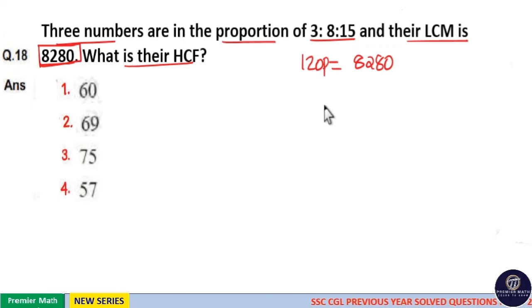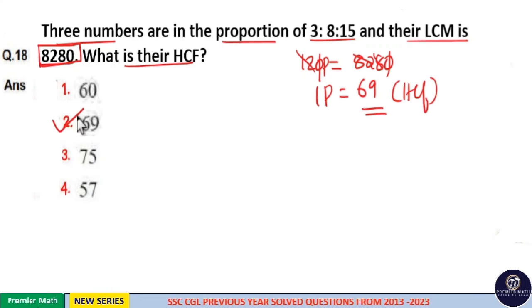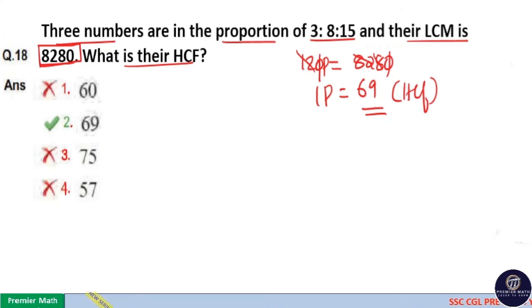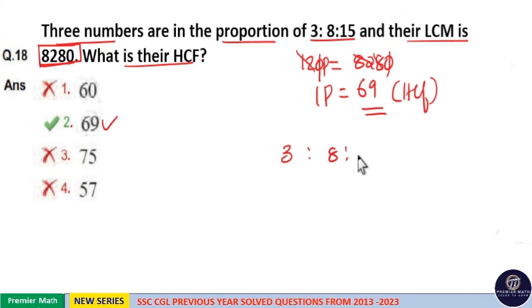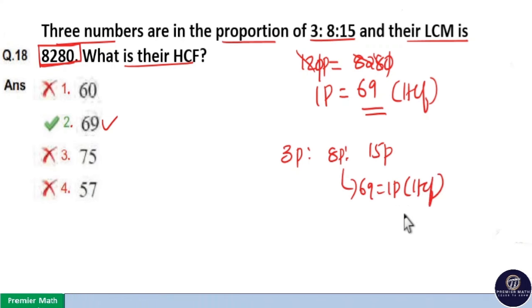So 120 part is equal to 8280, means 0 and 0 cancel. 12 goes 6 times in 72, remaining 10. So 12 goes 9 times in 108. So 1 part is equal to 69, means HCF is equal to 69. That is option 2 is your answer. Here this 3 is to 8 is to 15 means 3 part is to 8 part is to 15 part. That is here 69 is 1 part, which is the HCF.